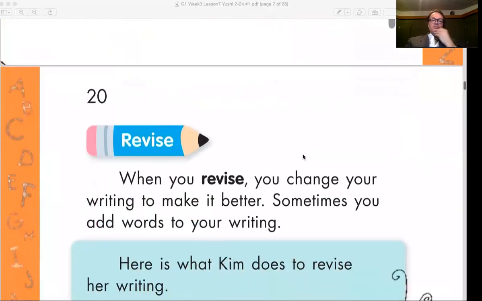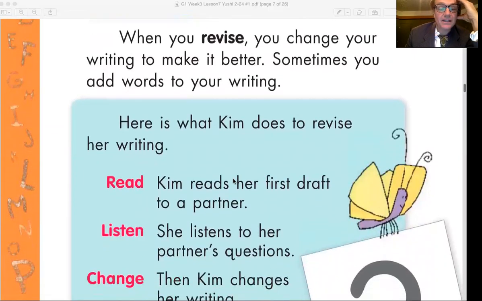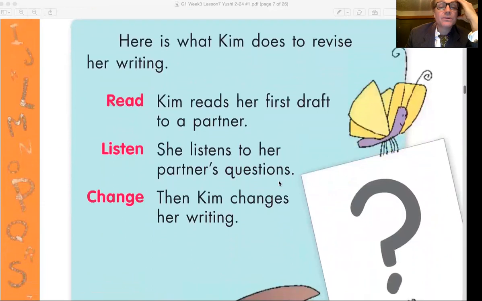Here we come to the next part of writing. Revise. Let's read this. When you revise, you change your writing to make it better. Sometimes you add words to your writing. Here is what Kim does to revise her writing. Kim reads her first draft to a partner. Oh, now she's got somebody else. She's going to read it for somebody to get their feedback, to hear what they have to say.